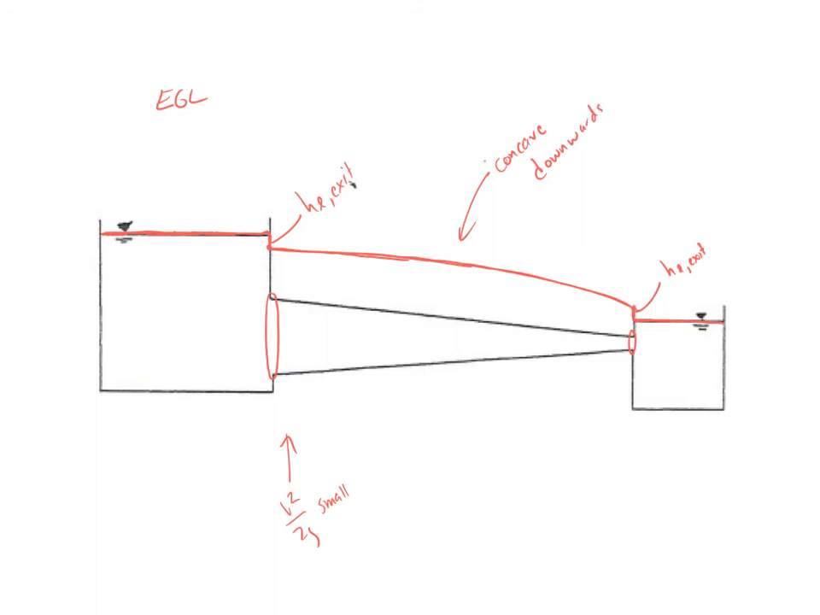Now we want to get the HGL. And all we want to do is just think about v squared on 2g, because we know we're going to be right here.